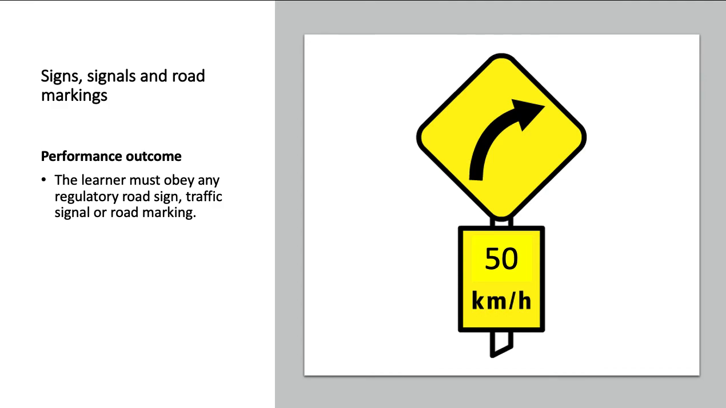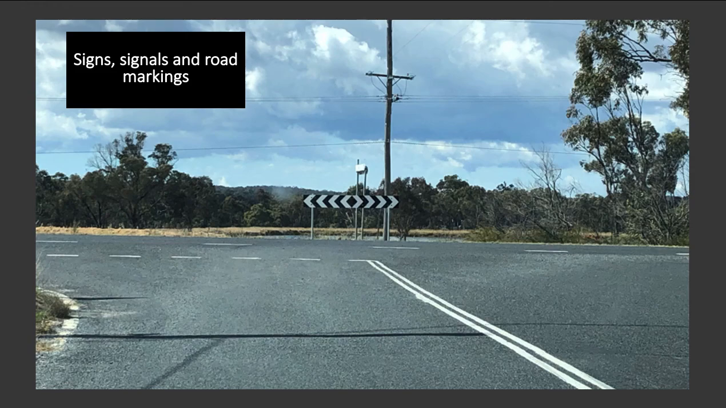We've also got to look at our signs, signals and markings, and this was brought up in the drive to the conditions slide. Our performance outcome here is the learner must obey any regulatory road sign, traffic signal, or road marking. In this case, we've got an advisory sign telling the driver that there's a bend of 50 kilometers per hour coming up. When we take a look at this T section, we've got the directional sign at the far side of the road telling us that the road goes in two directions. And also we've got the double continuous lines positioned there.